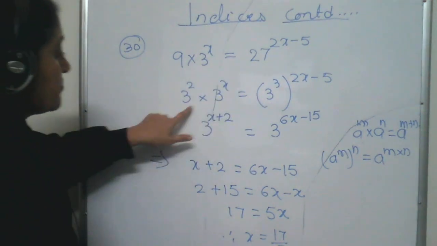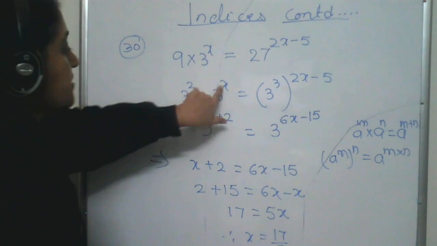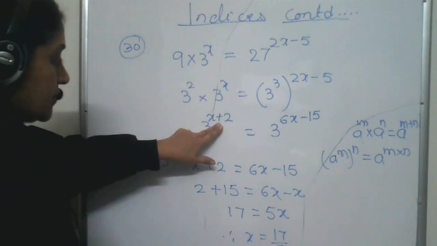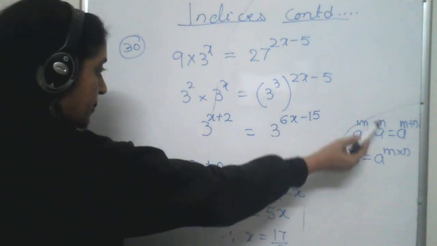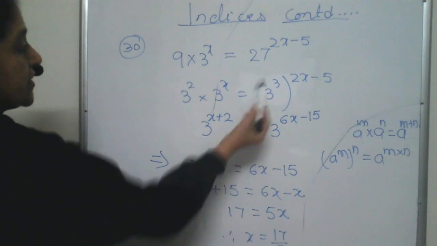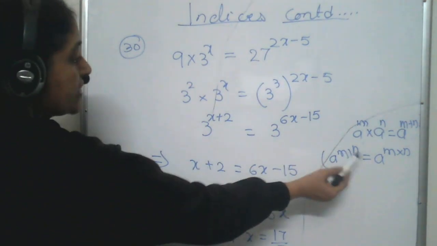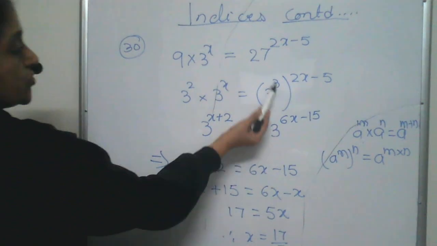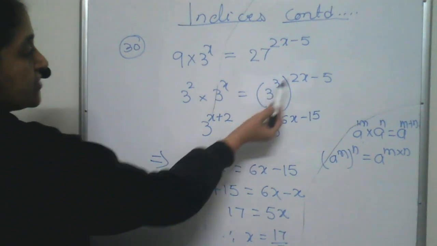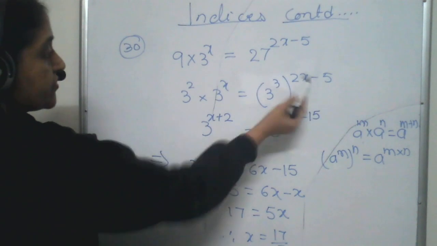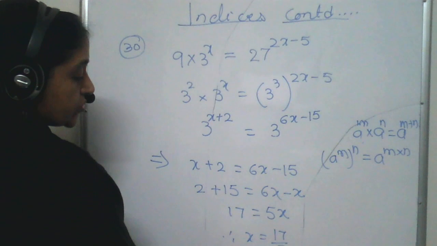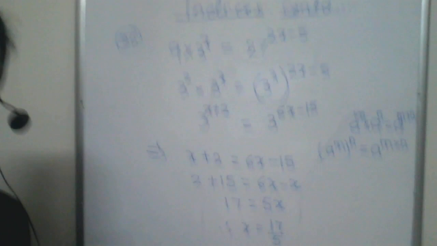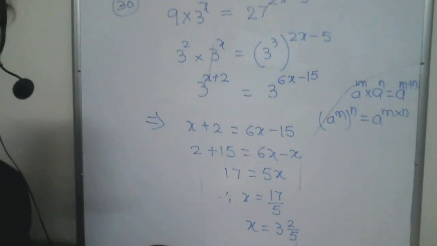Now here bases are same, they are in multiplication, hence you can add these two. Here exponents are added by using which law? a to the power m into a to the power n is equal to a to the power m plus n. Here a to the power m raised to the power n is equal to a to the power m into n. So 27 is represented as 3 to the power 3, and this is as it is, whatever was given. When we multiply we get this, and the answer is x is equal to 3 2 by 5. Okay.